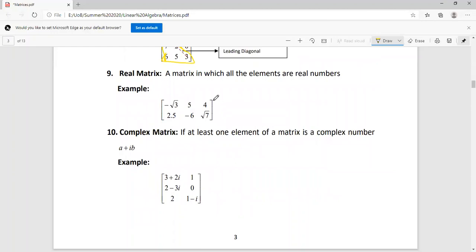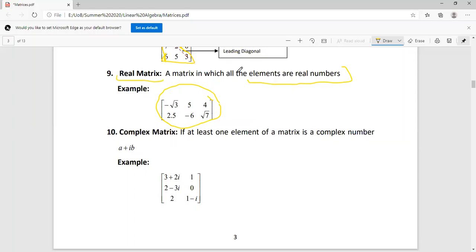Similarly, if all the entries, okay, so here all the entries in this matrix are real. You see, square root of 3 is a real number, 5, minus 6, 2.5, square root of 7. All elements are real numbers. So we call it a real matrix.